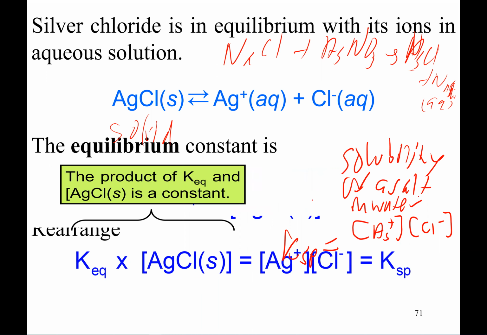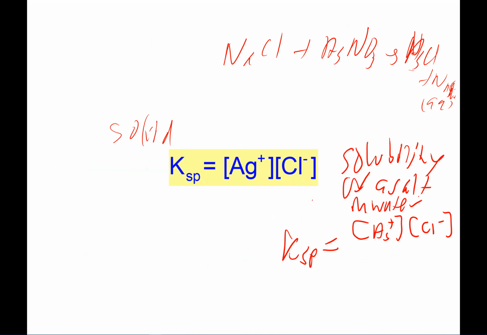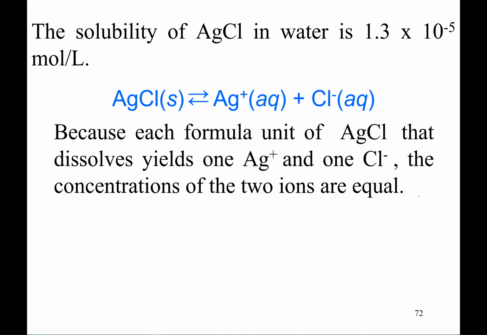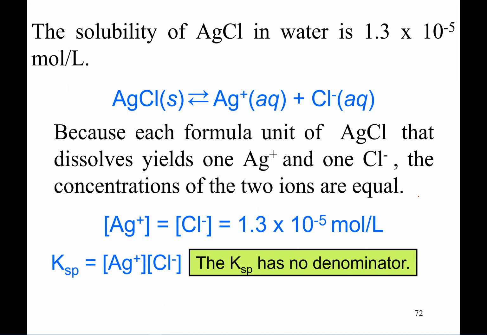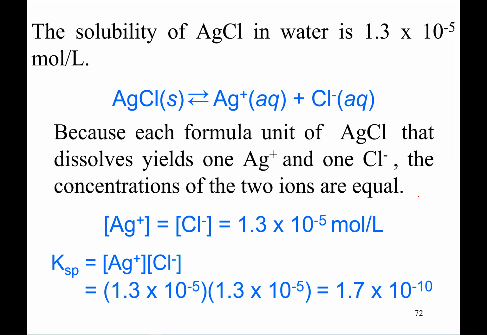Rearrange there, that's the KSP, and that is a new constant called KSP there, and that the solubility of silver chloride in water is 1.3 times 10 to the minus 5. Because each formula yields one silver ion and one chloride ion, the concentrations are equal. So basically, the KSP has no denominator in this case. And so essentially, you have the KSP is 1.7 times 10 to the minus 10.